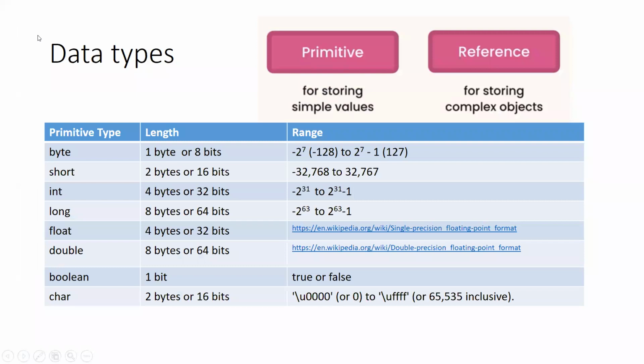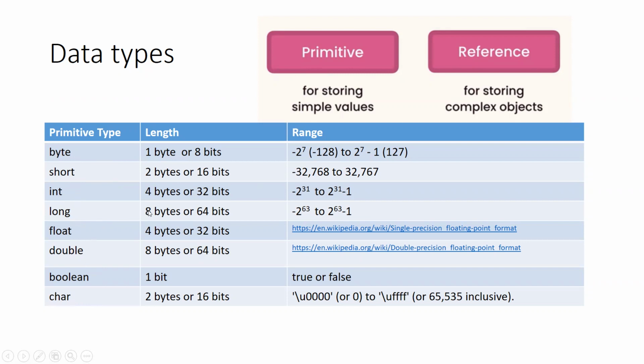Now, coming on to data types, we basically have two types of data types in Java. The first ones are primitive data types. These are somewhat similar to what we have in C. For example, byte here occupies 1 byte or 8 bits, ranges from -128 to 127, and likewise short, integer, long, floats and doubles, Boolean and character. Each one has a different capacity.